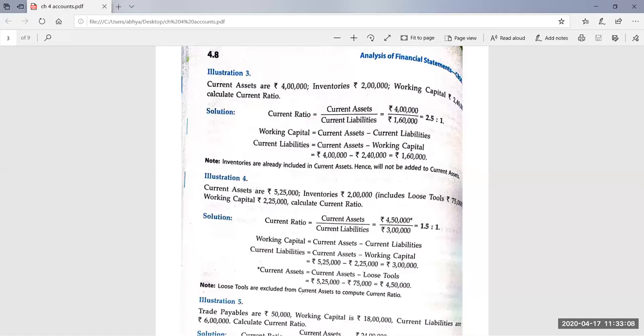Now the next question. If you are not able to see, I am dictating the question. Write it out fast. Trade payables 50,000. Working capital 18 lakh. Current liabilities 6 lakh. Calculate the current ratio. Find out fast.